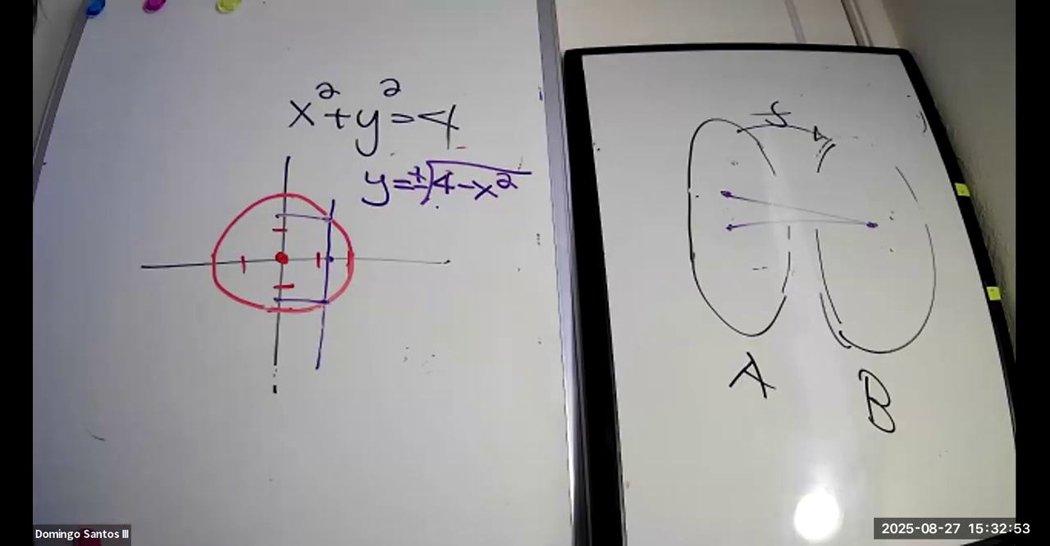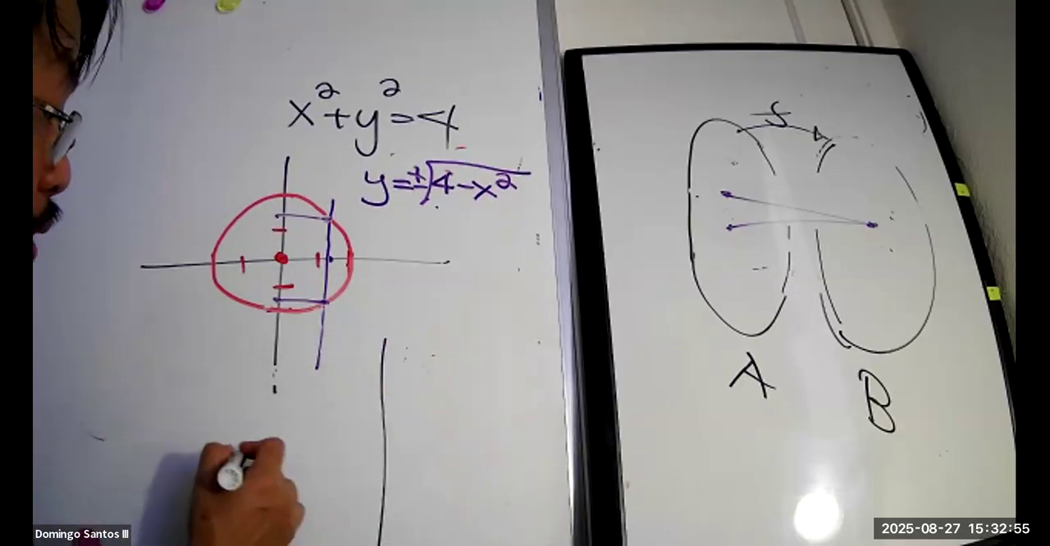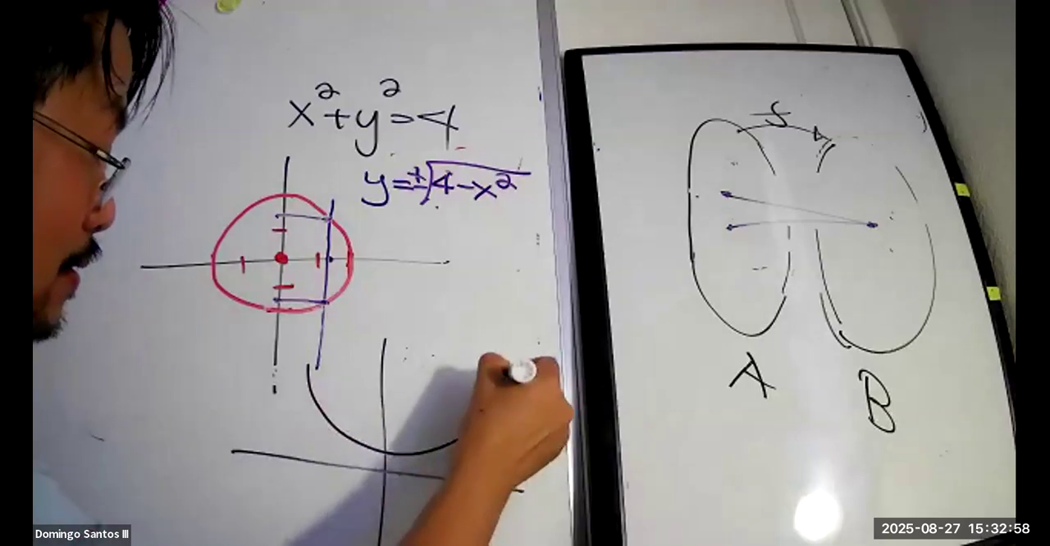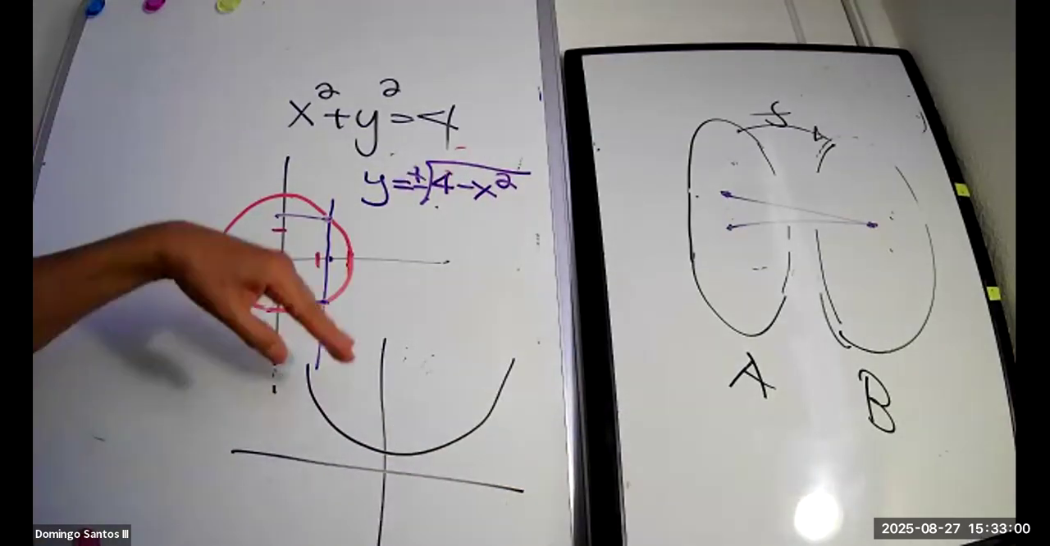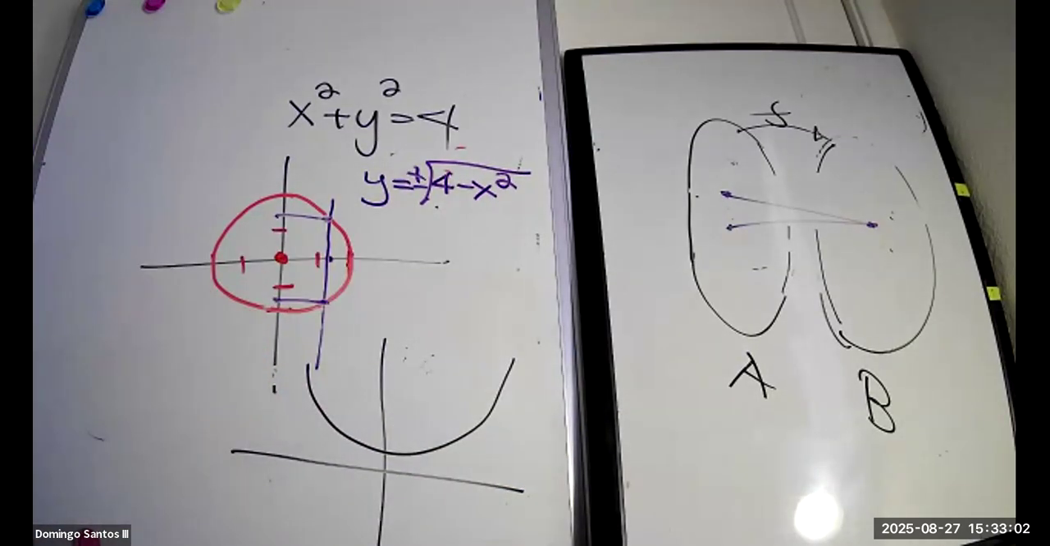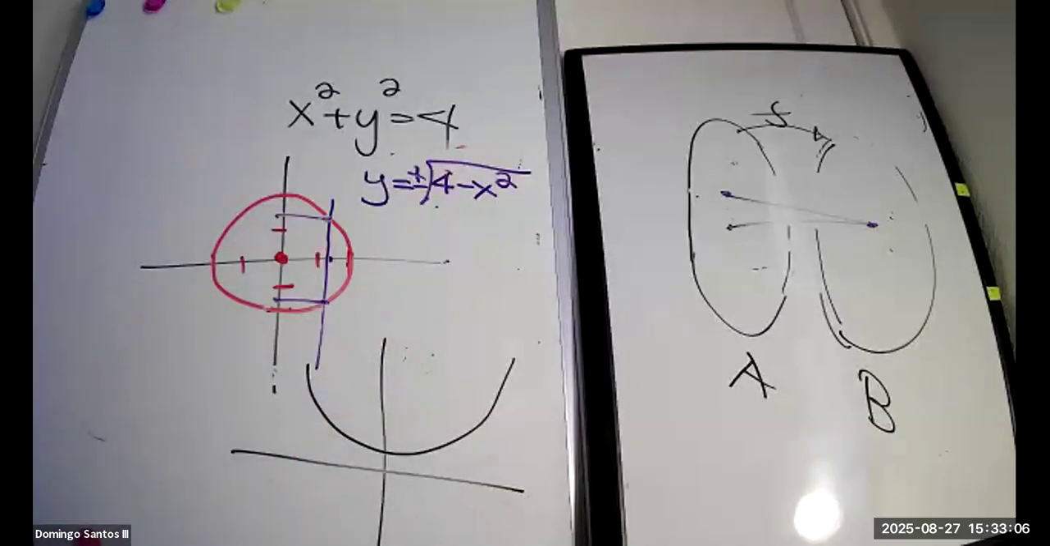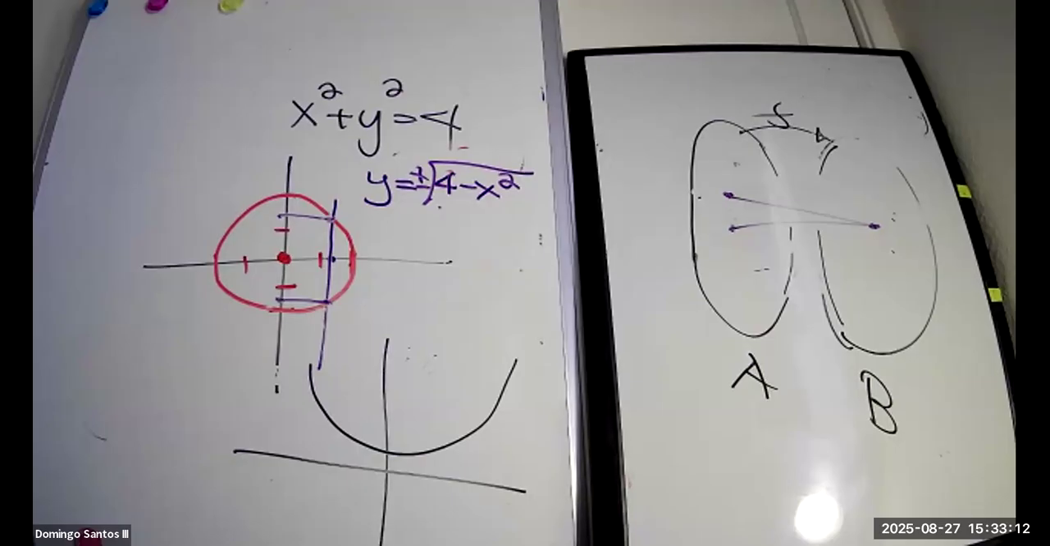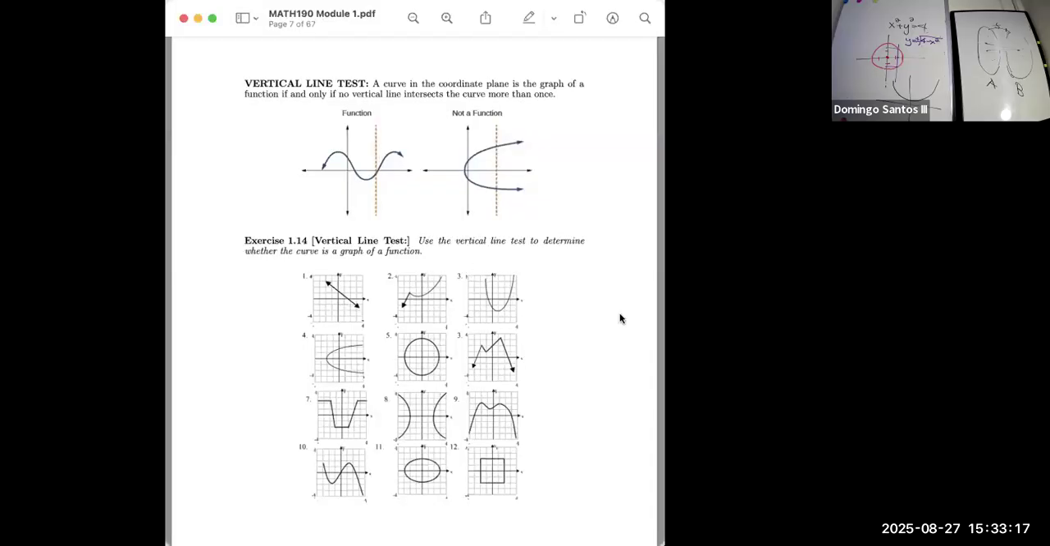Now, for a parabola, for example, does this pass the vertical line test, George? Yes, it does, right? Because anywhere I put a vertical line, it only intersects the graph in just 1 point. So that's one way to check, if you know the graph of a function, whether it's a function or not.